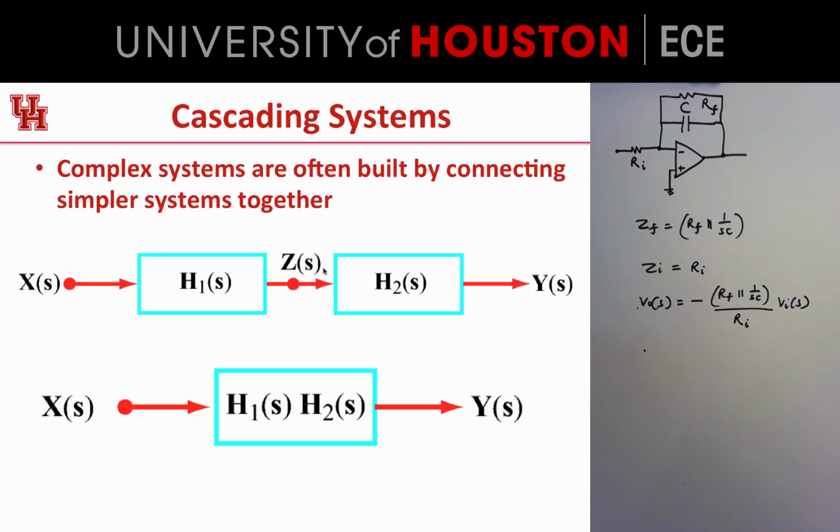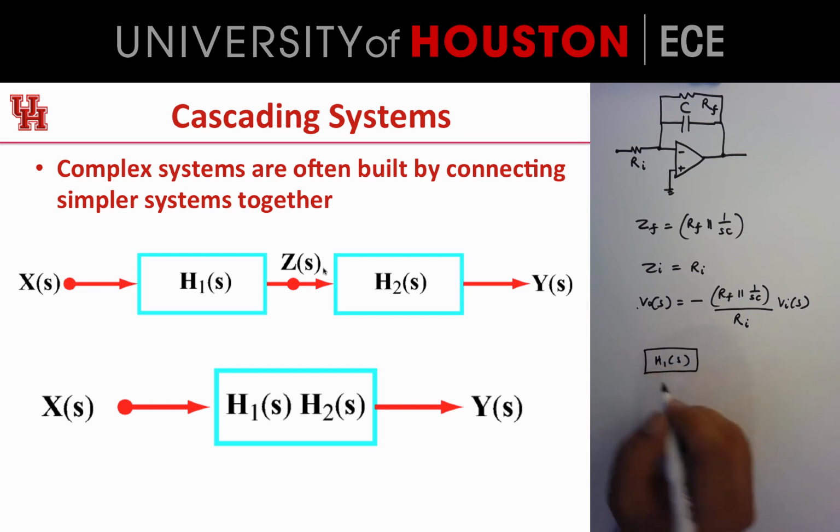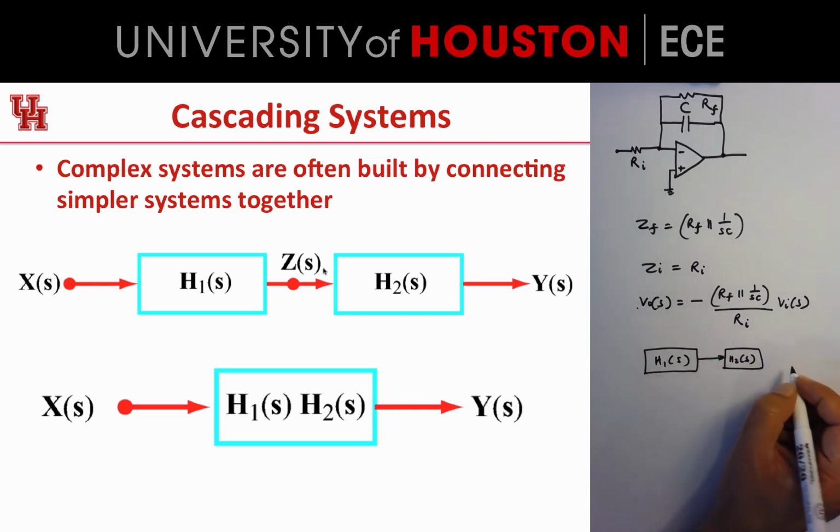Now, one of the things about real-world systems is that they can be composed of multiple systems, because if you're going to build something very complicated, it's very difficult to imagine the whole thing right from scratch. It's much more practical to think of it in terms of a series of building blocks. So for example, if H1 of S is one system that you built, maybe it's a differentiator, and then you can connect the output of that to some other system, say H2 of S. Maybe it's an adder.